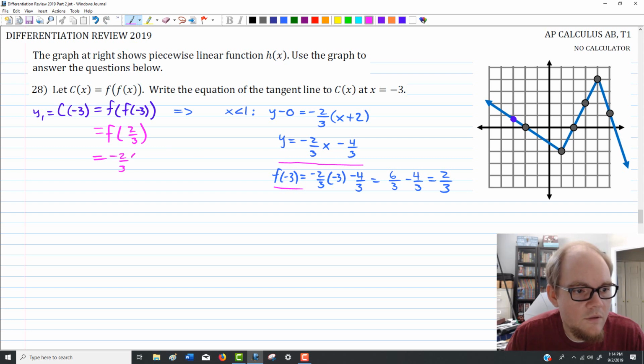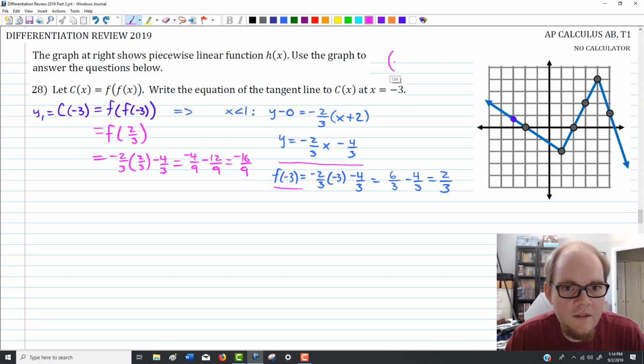So -2/3 times 2/3 minus 4/3. That's going to be -4/9 minus 12/9. I just found a common denominator. Is -16/9. So basically there is our y value. So after all that work, we get that the point -3 comma -16/9 is our point of tangency. Whew, that was a lot to get just that little piece.